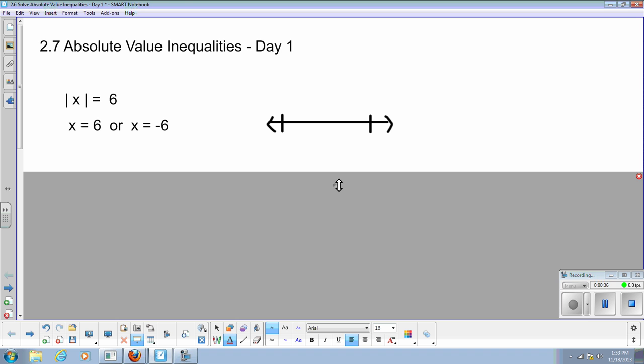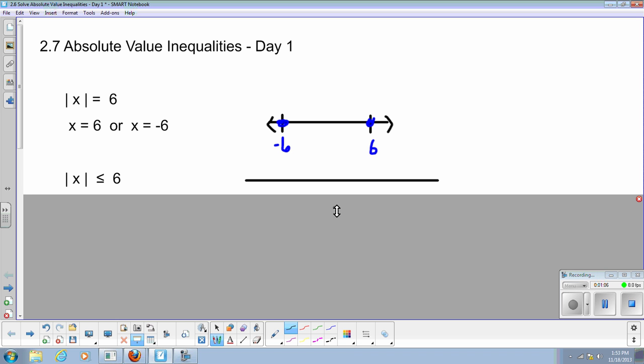Part of what we did then with that work is, if you were to actually put these two on a number line, we would then make our number line. We'd have a single dot out at negative 6, and we'd have a single dot at 6. Now, when we did our work for lesson 2.6, we didn't actually make number lines for these. We just found our two solutions. But if you did make a number line, this is what it looked like.